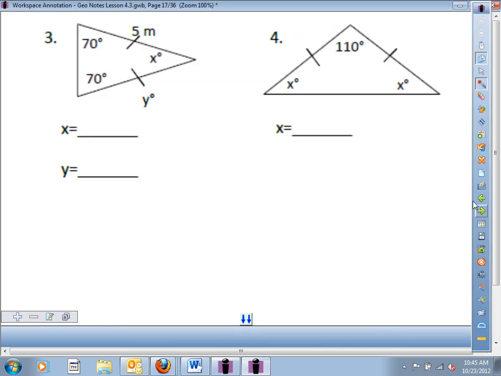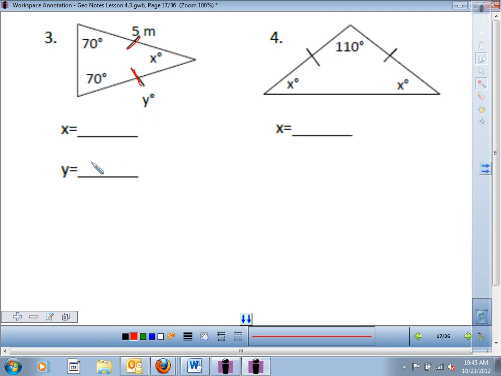All right, let's go to number 3 and 4. All right, so we look at number 3. We have two equal sides. I know this is 5. That means that this side over here has to be 5, so we might as well go write that in for y. If this is 5 meters, sorry, that should be meters right there, then this guy here is going to be 5 meters. Okay, now if we look at this triangle, here's my two equal sides.